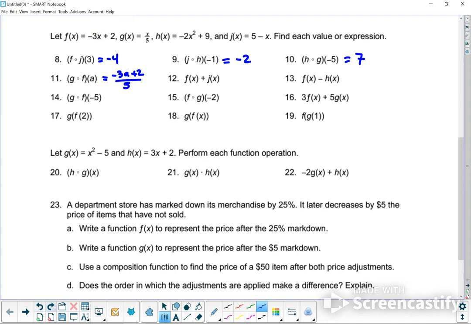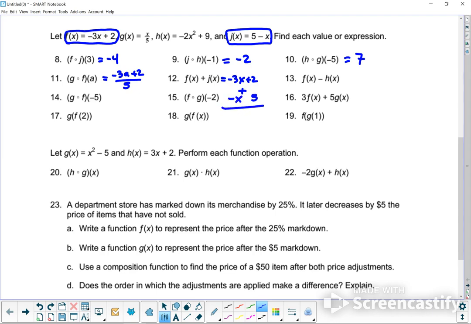Okay, f of x plus j of x, right? So f of x is this right here. j of x is this right here. So f of x, I'm going to write that down: negative 3x plus 2, and then I'm going to add that to j of x. So I'm going to add that to 5. I'm going to put 5 back here because it's going to combine. And then minus x, I'm going to put it right here.